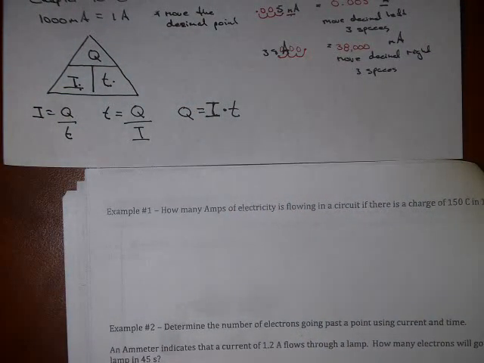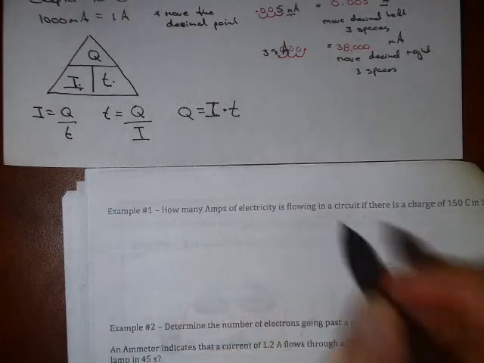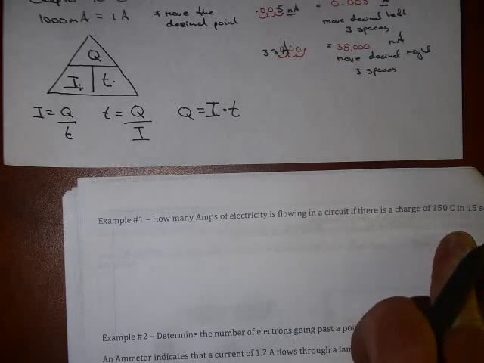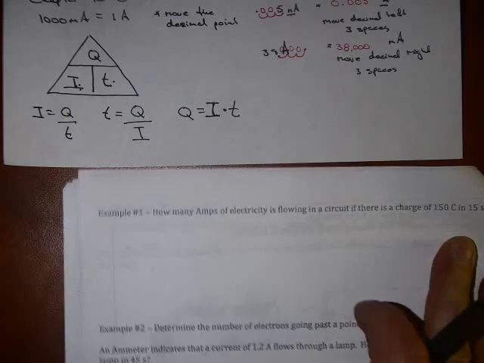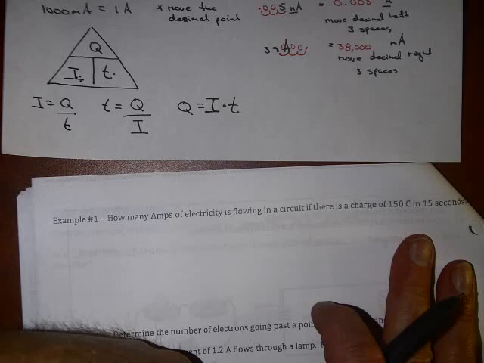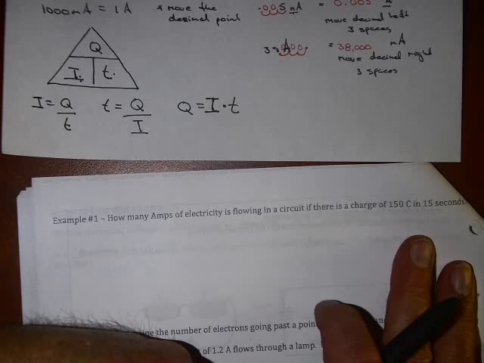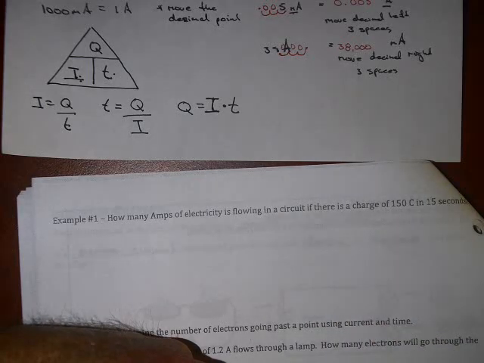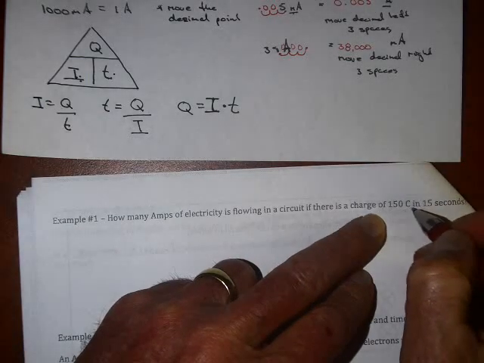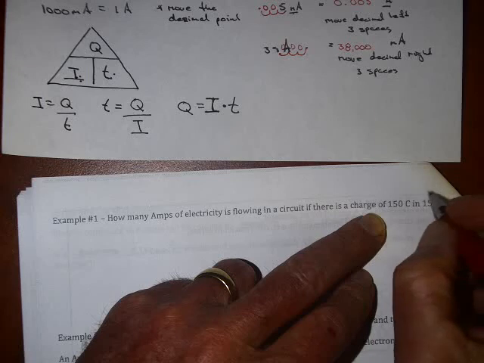It says, how many amps of electricity is flowing in a circuit if there's a charge of 150 coulombs in 15 seconds? Now, no matter what grade you're in, if you're in my grade 12 class or grade 11 or grade 10 class, I always get you to solve problems the same way. This is how you do it. You take your pen or pencil and you circle the different things that you're given and you label them.